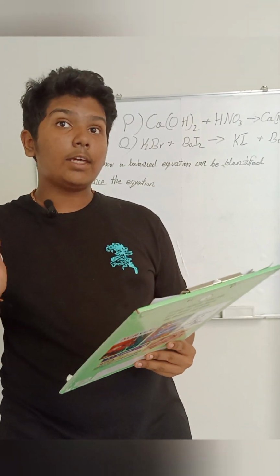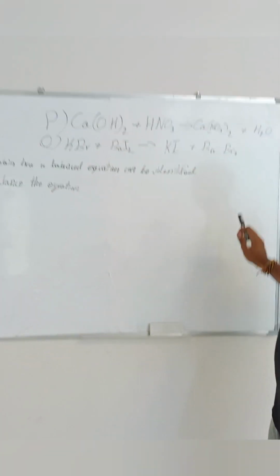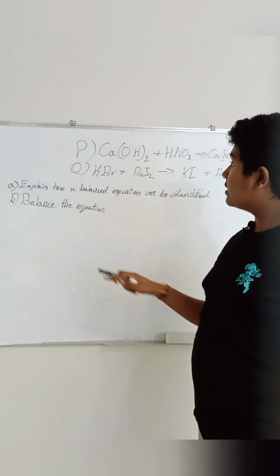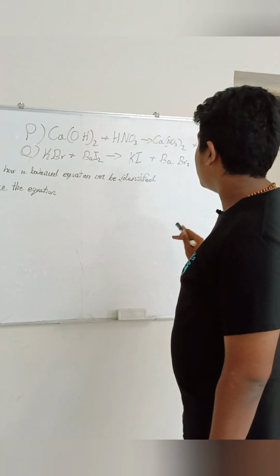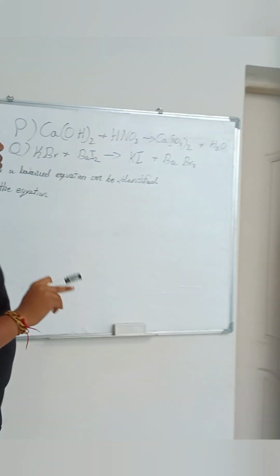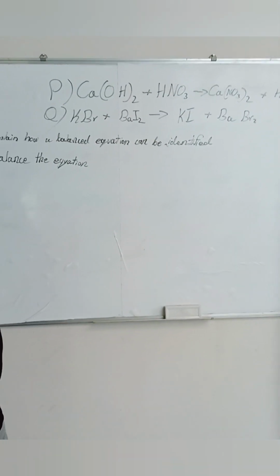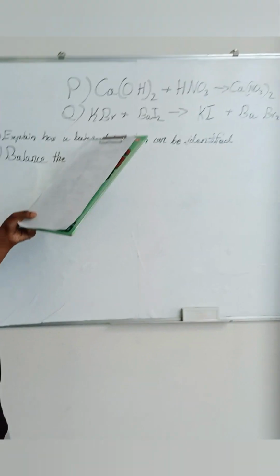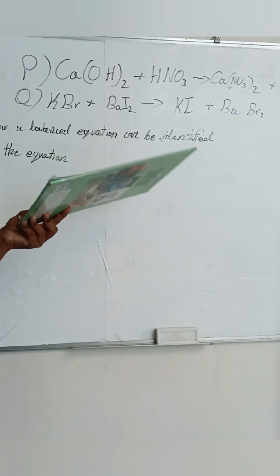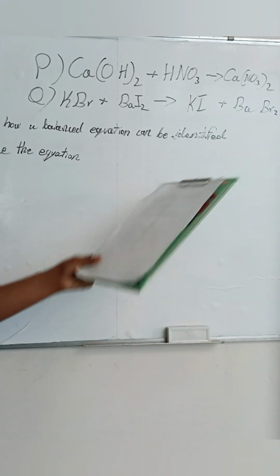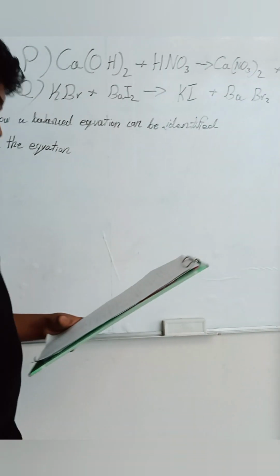Observe the two chemical equations given below. Here are the two equations. Ca(OH)2 plus HNO3 gives Ca(NO3)2 plus water, that is H2O. And here, KBr plus BaI2 gives KI plus BaBr2. Then the rest of the question.